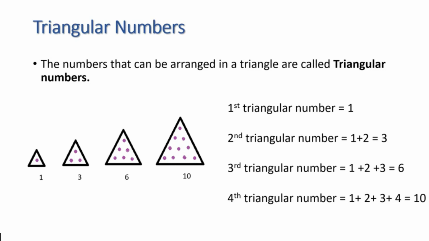And suppose you need the seventh triangular number, what you have to do is 1 plus 2 plus 3 plus 4 plus 5 plus 6 plus 7. You have to add up to 7 to get the seventh triangular number.